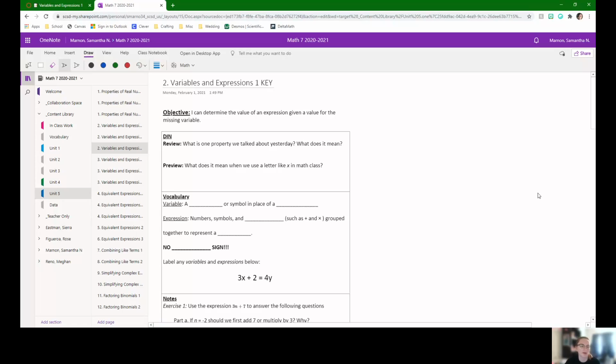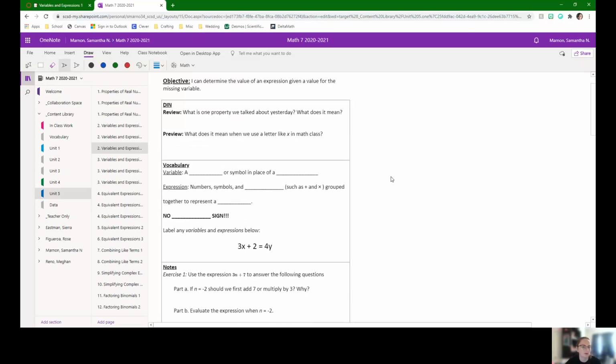So today we're going to start our second lesson of Unit 5, Variables and Expressions. Our objective today is: I can determine the value of an expression given a value for the missing variable. And we're going to talk about what variable means and what expression means today.